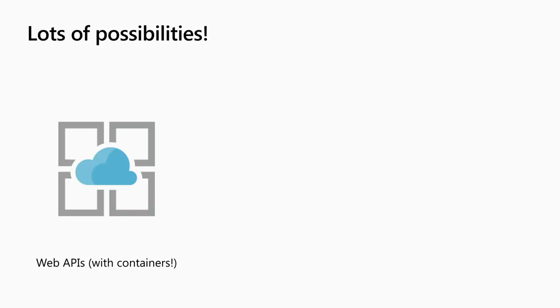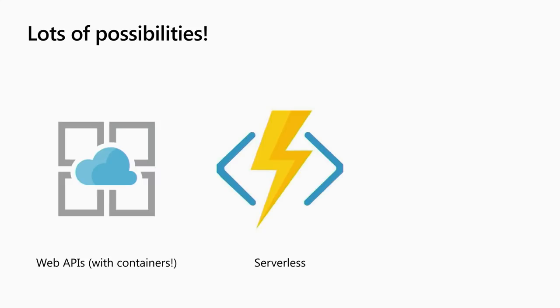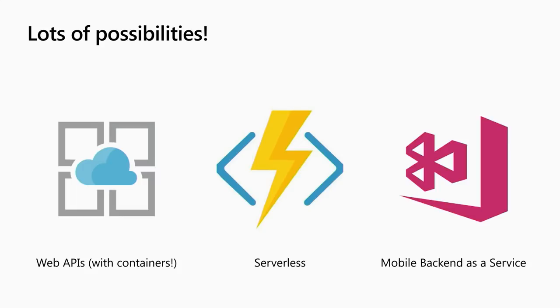So there's a lot of possibilities that we can use to build our apps up. And three of them that I'm going to talk about today: first are web APIs, the traditional web API, like a .NET Core or a Node.js app, using containers to build these up. Serverless, Azure Functions. And then finally, mobile backend as a service, or MBaaS.